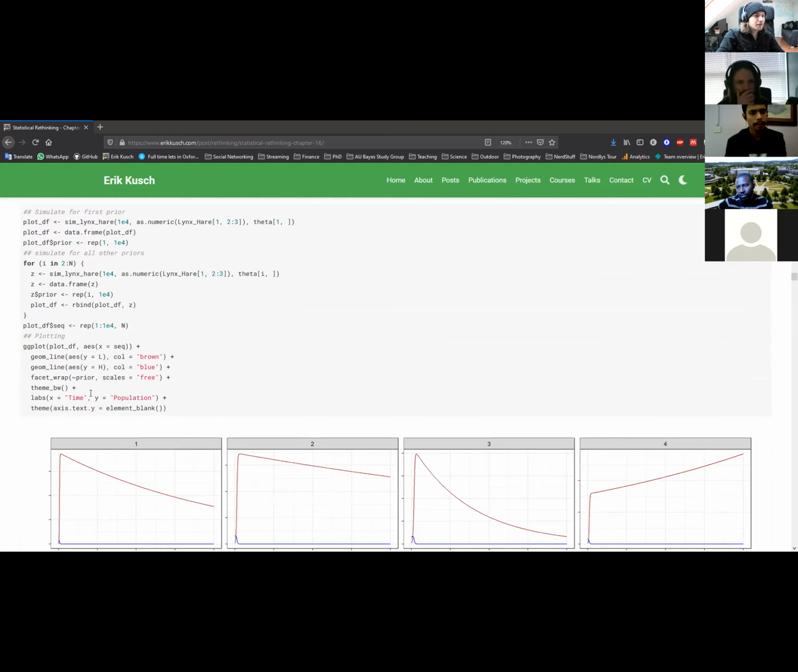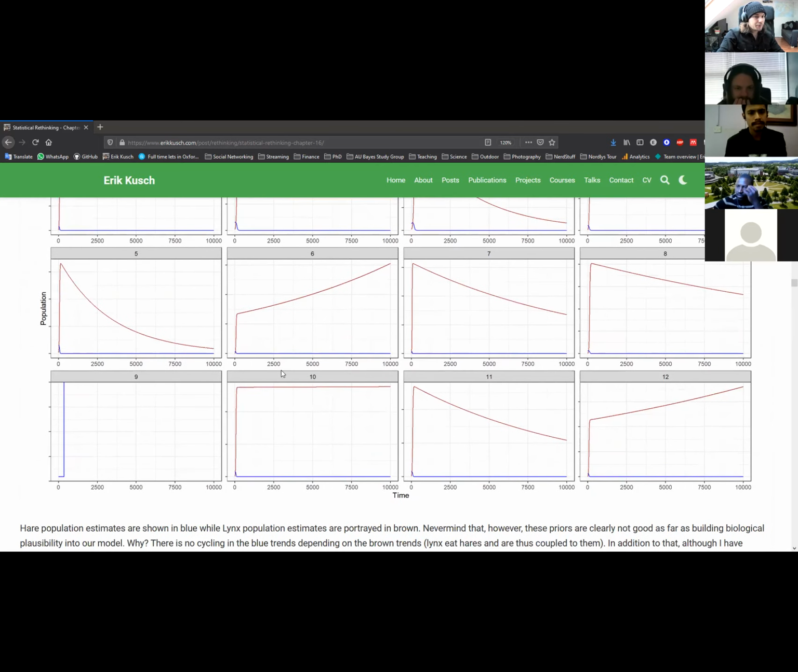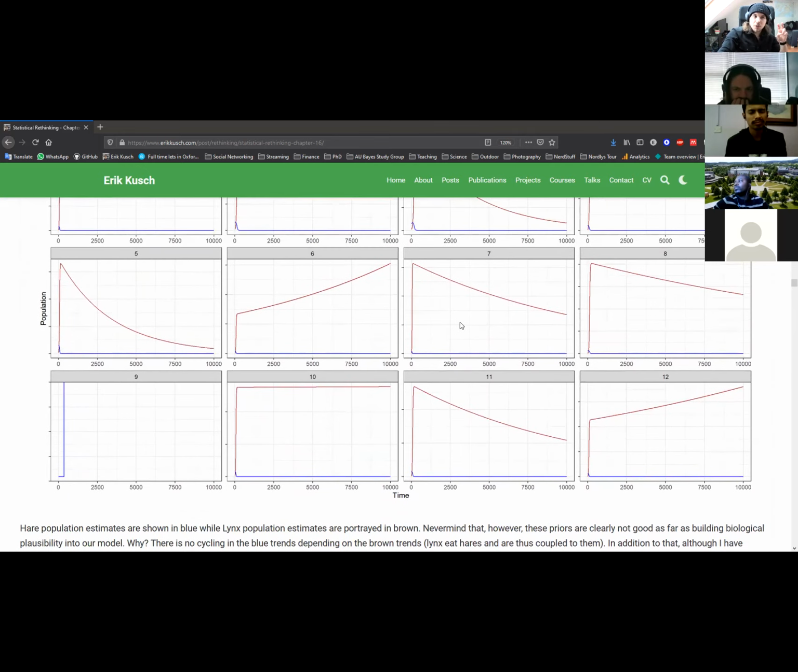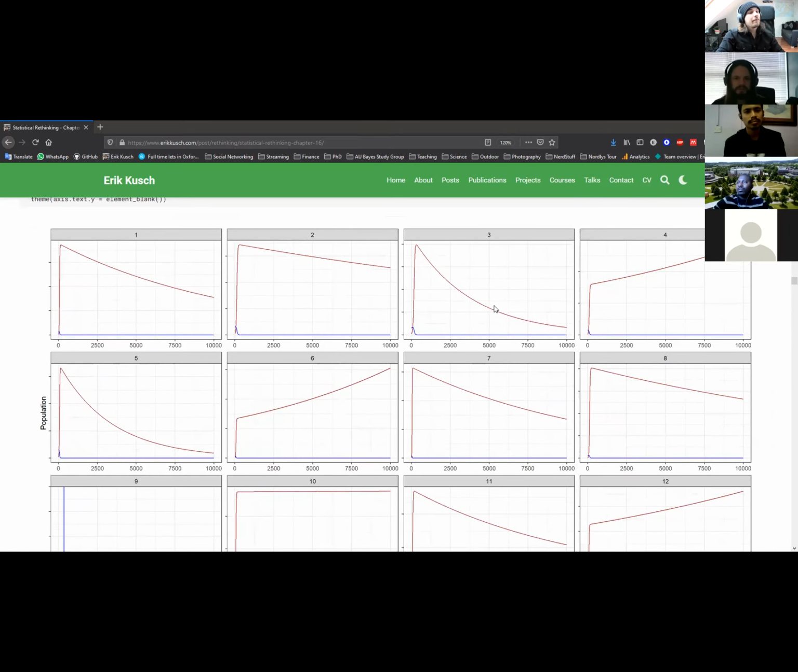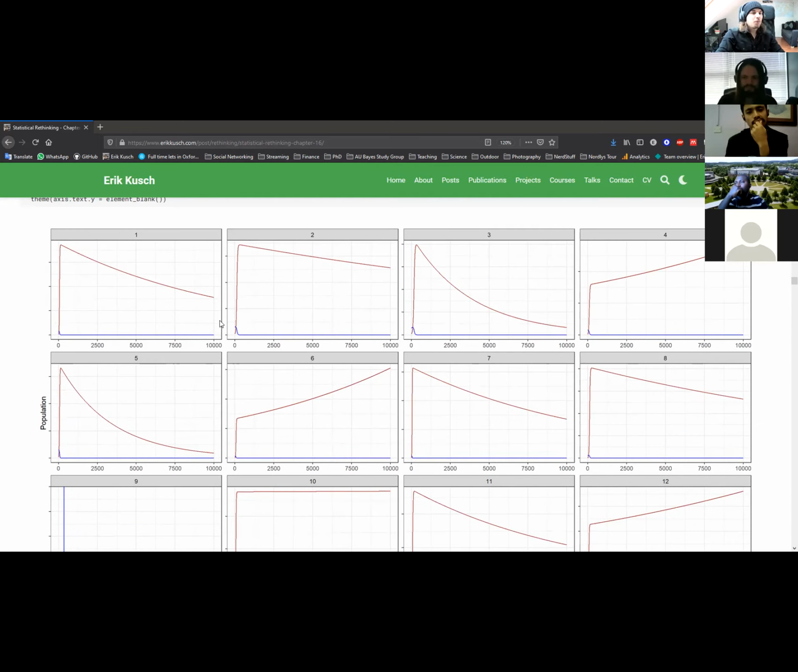So I just create all of my priors, put them all into one big data frame, and then as I plot them, this is what I get. Hare populations are shown in blue. Lynx populations are shown in, the color is called brown in R, but it looks more reddish to me. And personally, I am very unhappy with these priors. It seems like the lynx can go vegan. These priors are just not nice, because what we want to see is some cycles. It's fine for a few priors to just shoot off into the ether, but at least some of our priors need to demonstrate the cyclicity of our time series.